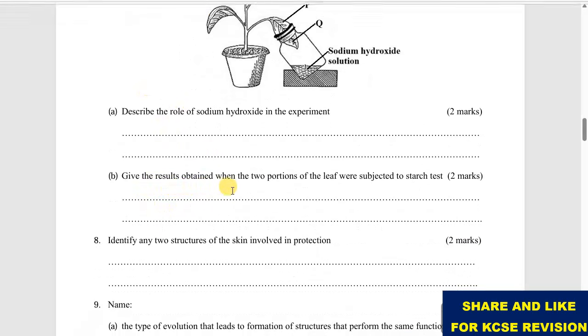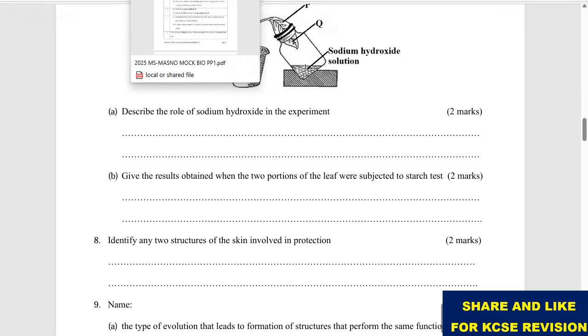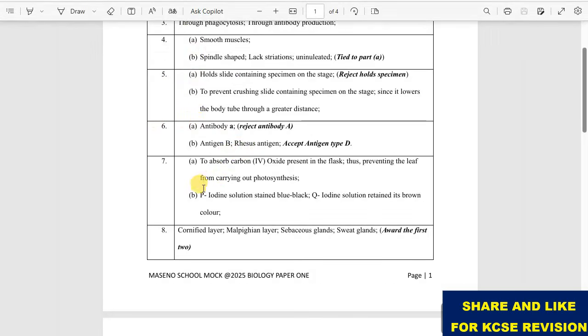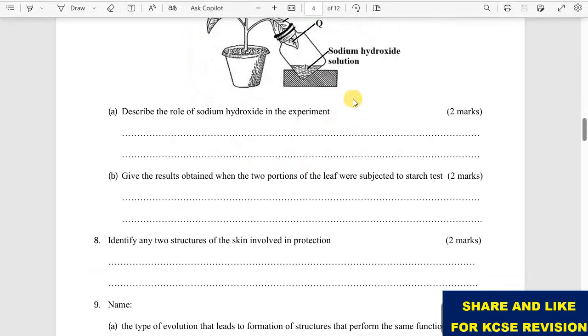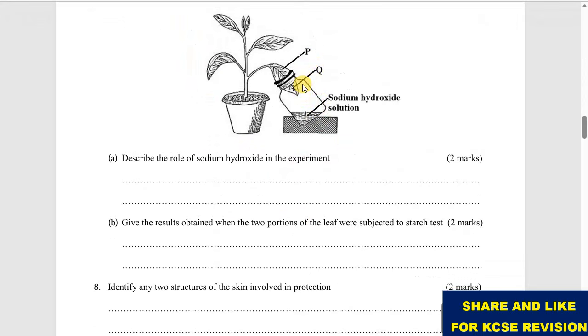Give the results obtained when the two portions of the leaf were subjected to the starch test. In P, iodine solution stained blue-black. In Q, iodine remained its brown color because of what? They were testing for starch. So meaning in part Q, there was no starch. Photosynthesis did not take place.